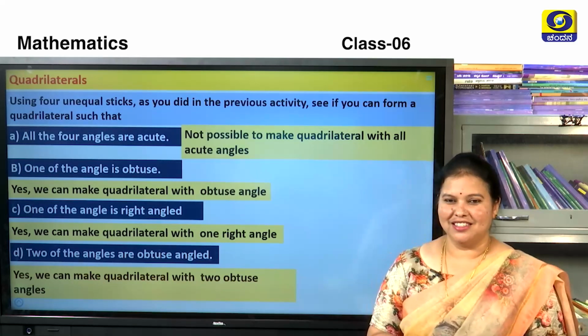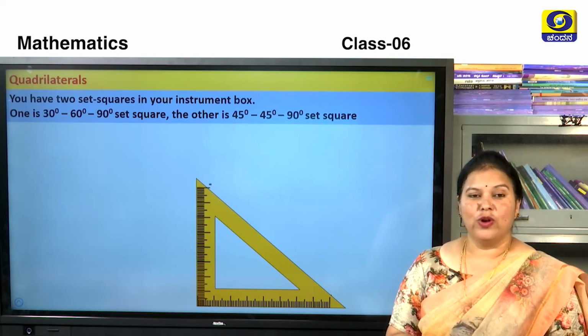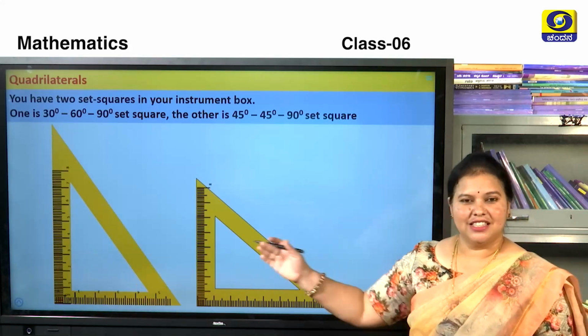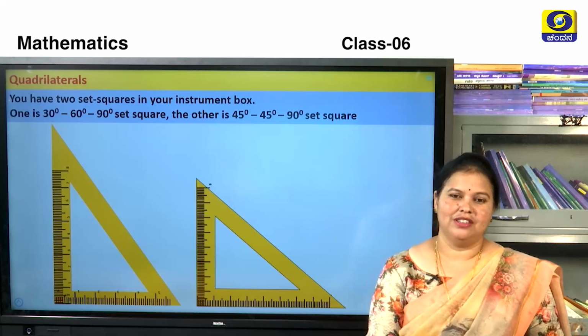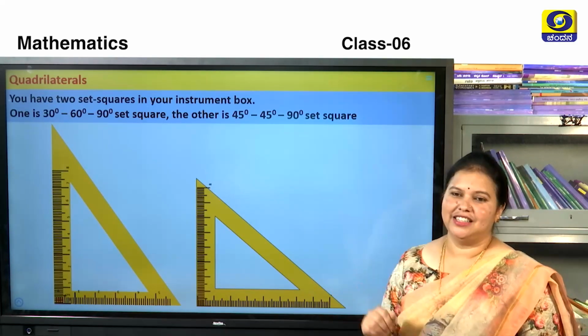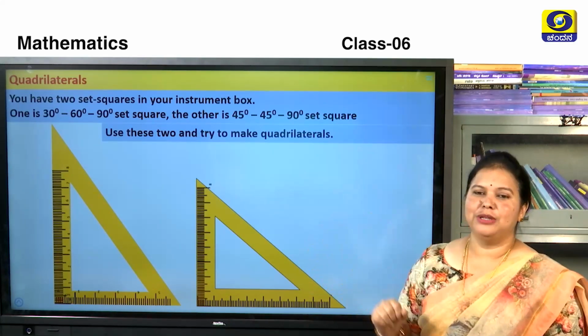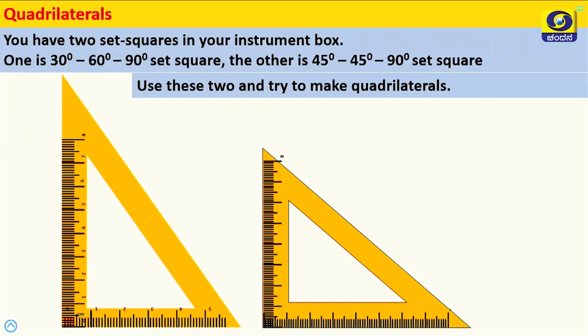Did you understand, children? You have two set squares in your instrument box. One is the 30 degree, 60 degree, 90 degree set square. The other is the 45 degree, 45 degree and 90 degree set square, isn't it? Use these two and try to make quadrilaterals. Children, we can make quadrilaterals with these two set squares. But we need two pairs of set squares to make a quadrilateral using these set squares.